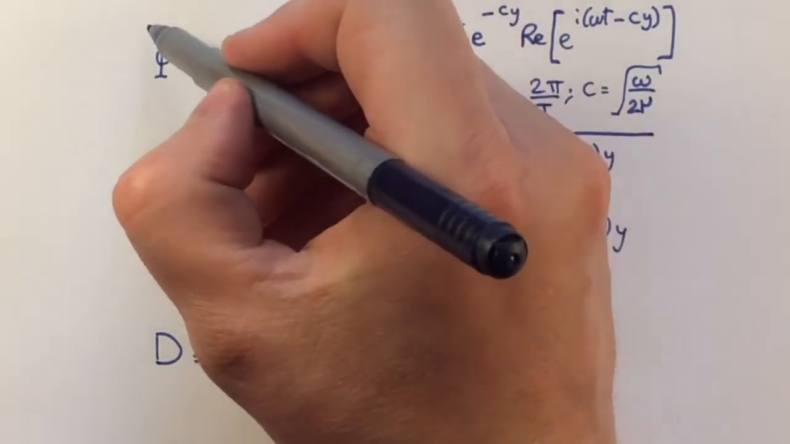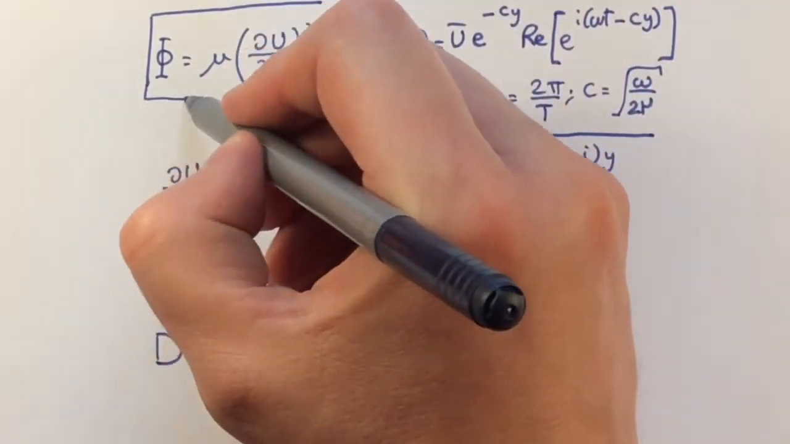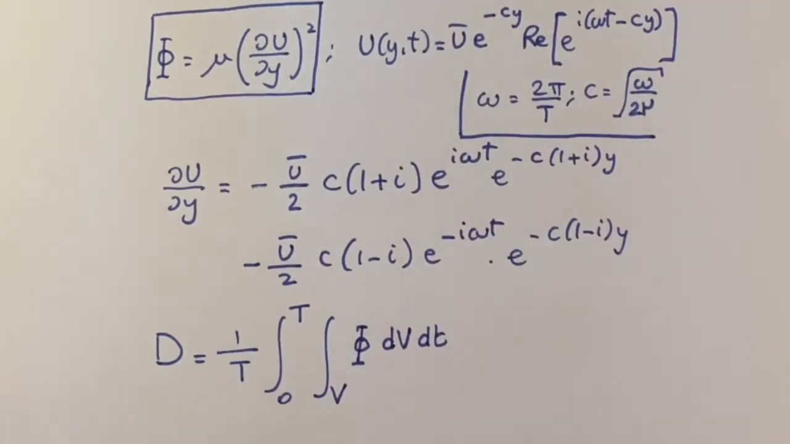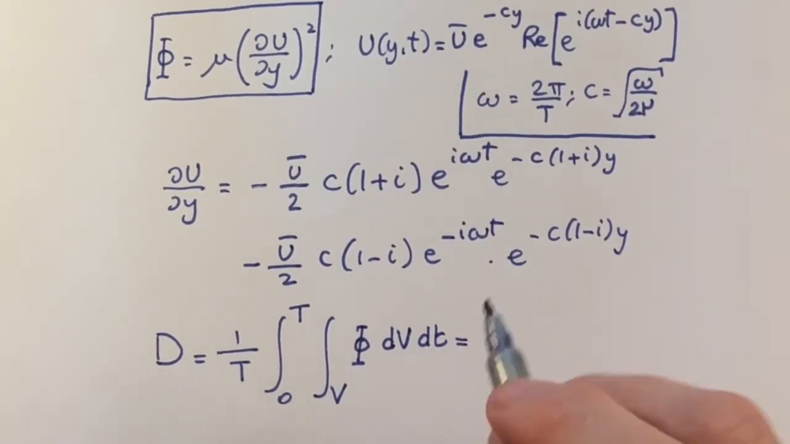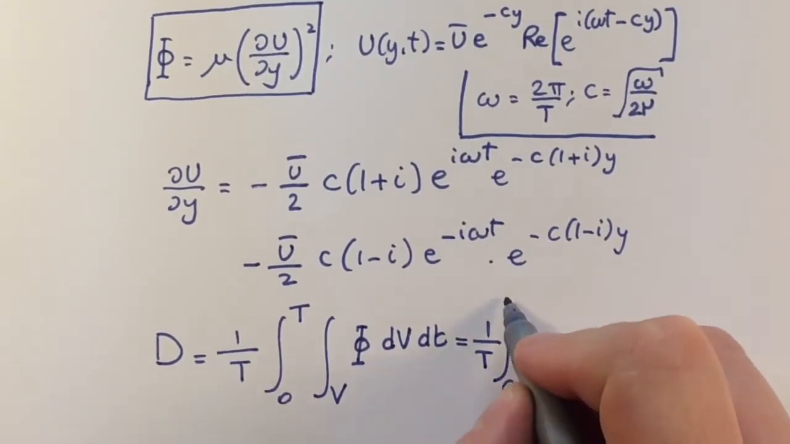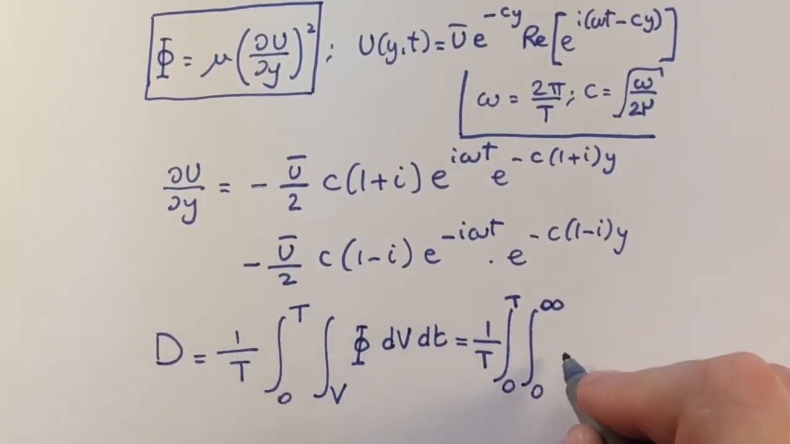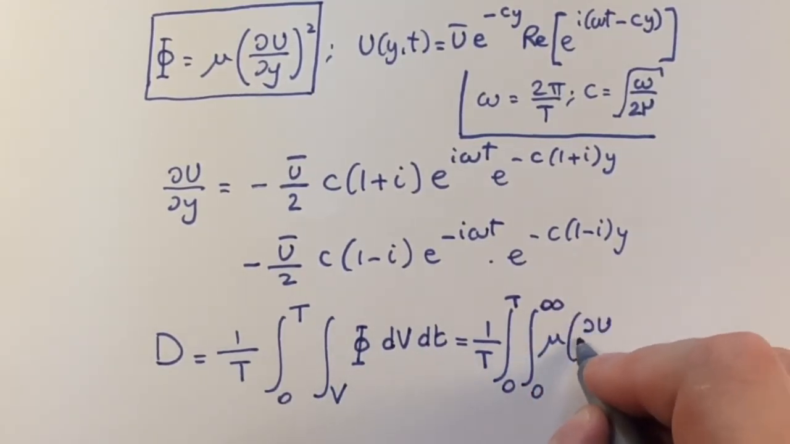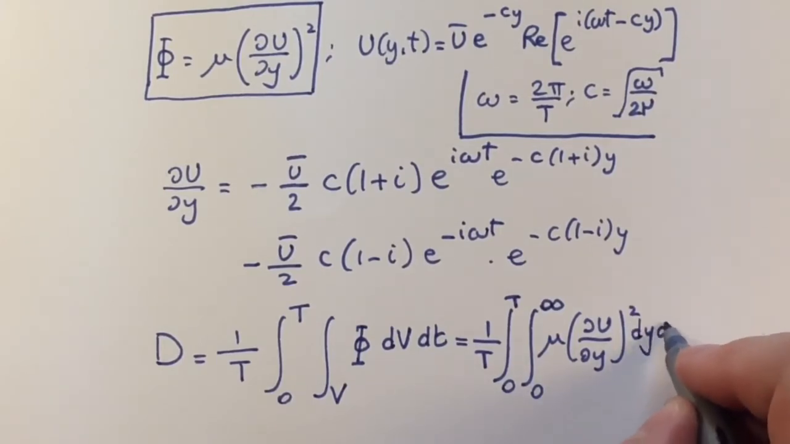So if you remember here, the dissipation was per unit volume. So it makes sense to integrate over the volume, and we find this is equal to 1 over T, the integral from 0 to T of the integral from 0 to infinity, and I explain, of (∂u/∂y) squared, and that's a dy dt.